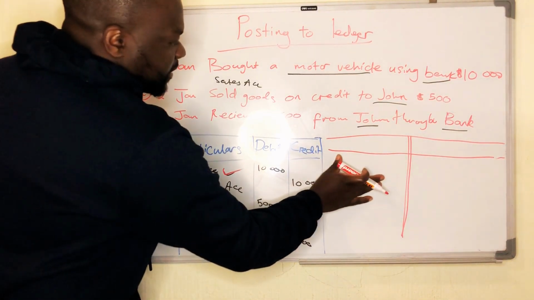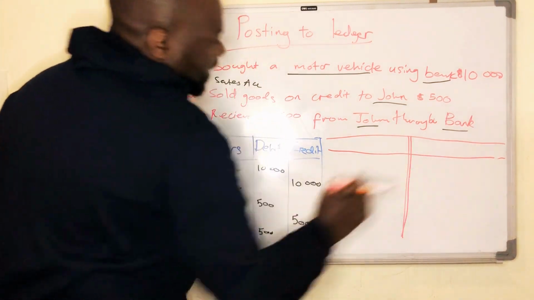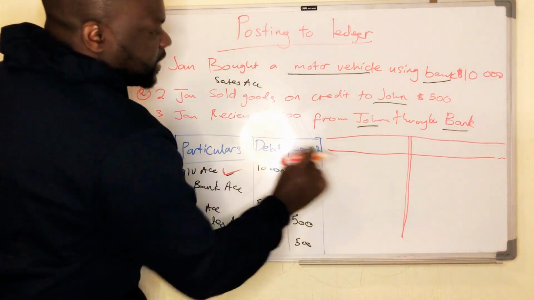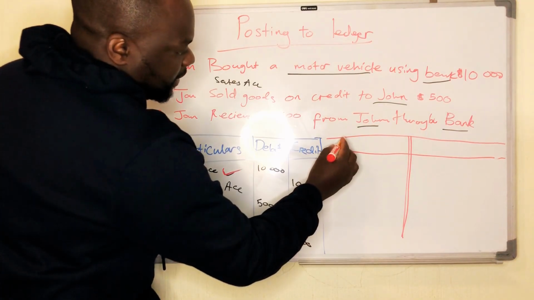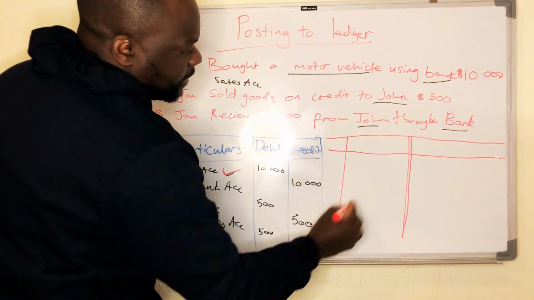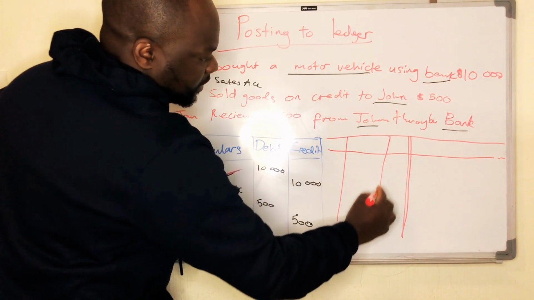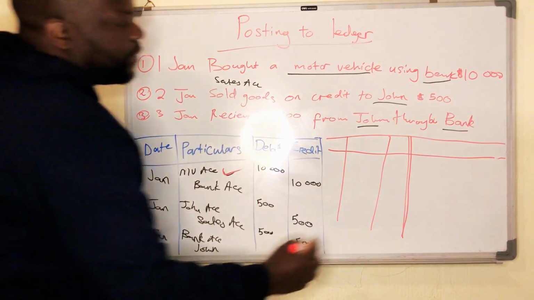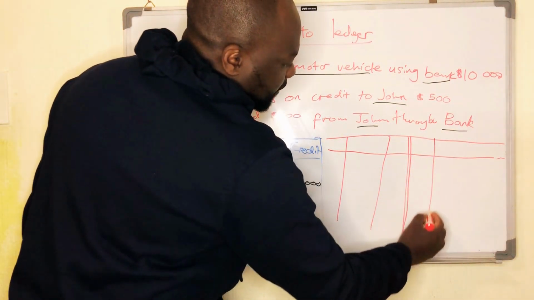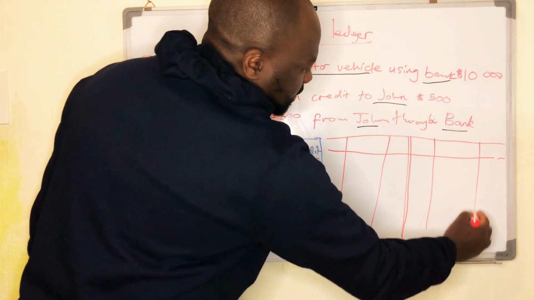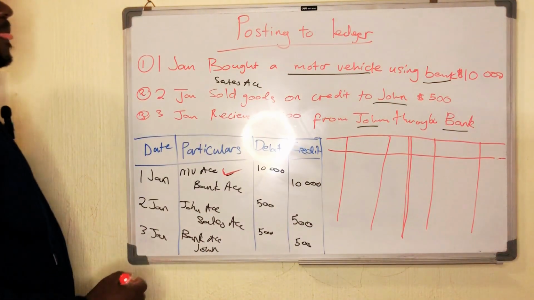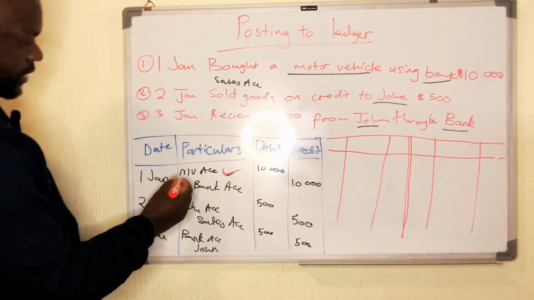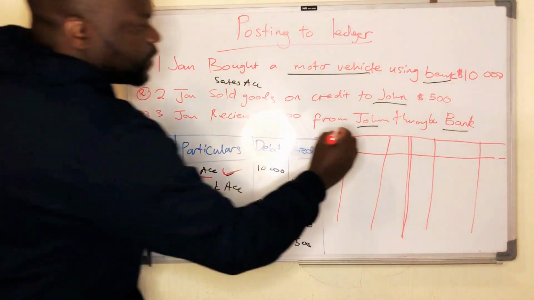So this is our debit side, this is our credit side. On the debit side we need 3 columns, so I'm going to divide into 3: first column, then second and third column. We do the same on our credit side: first column, second and third column, like this. All right, this is the name of the account, motor vehicles account.